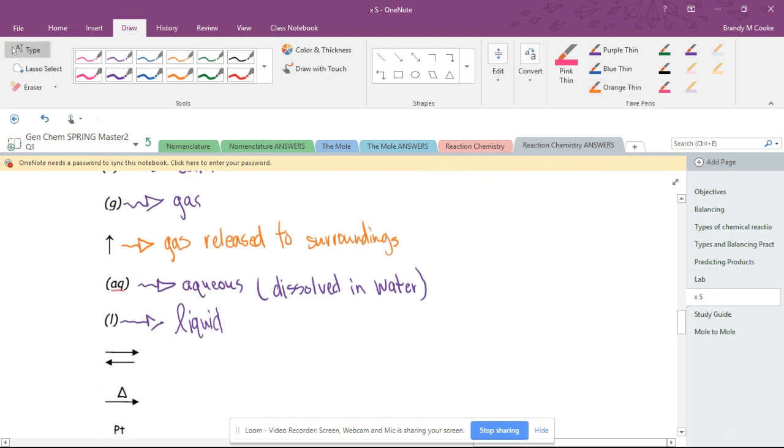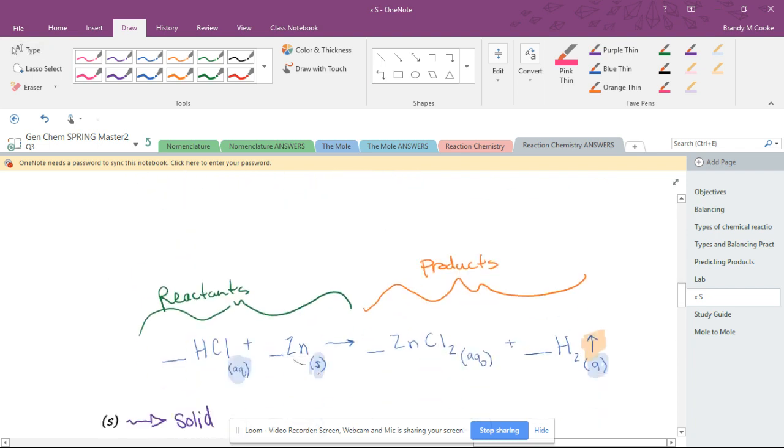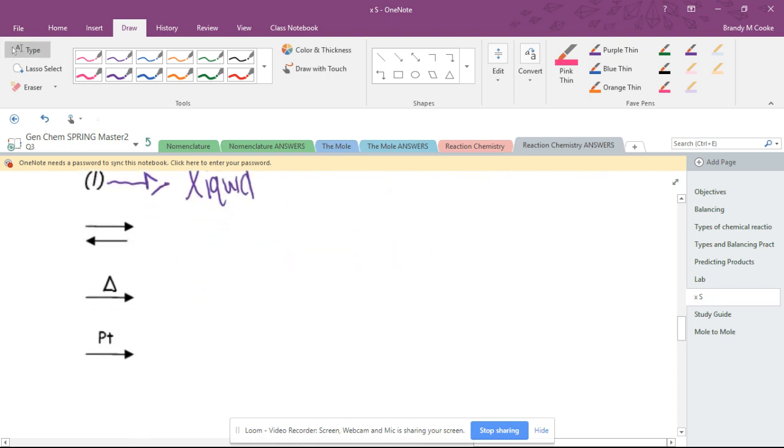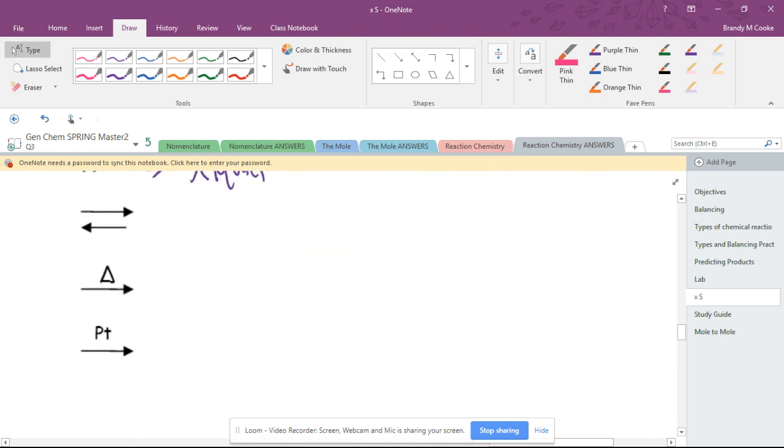All right. So we have a couple special ones down here. That's it for this particular reaction. We have the states of matter, we have the gas, and that's what we're going to see for the most part. These down here are specific symbols that can mean very specific things for different reactions.